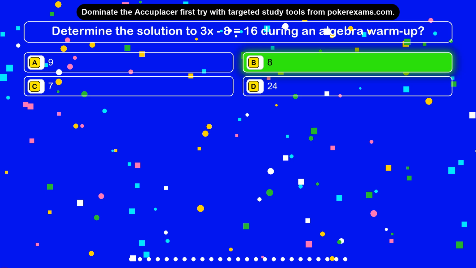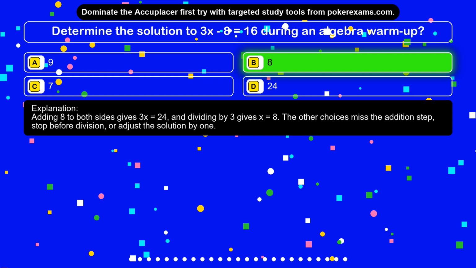The correct answer is option B, 8. Adding 8 to both sides gives 3x = 24, and dividing by 3 gives x = 8. The other choices miss the addition step, stop before division, or adjust the solution by 1.